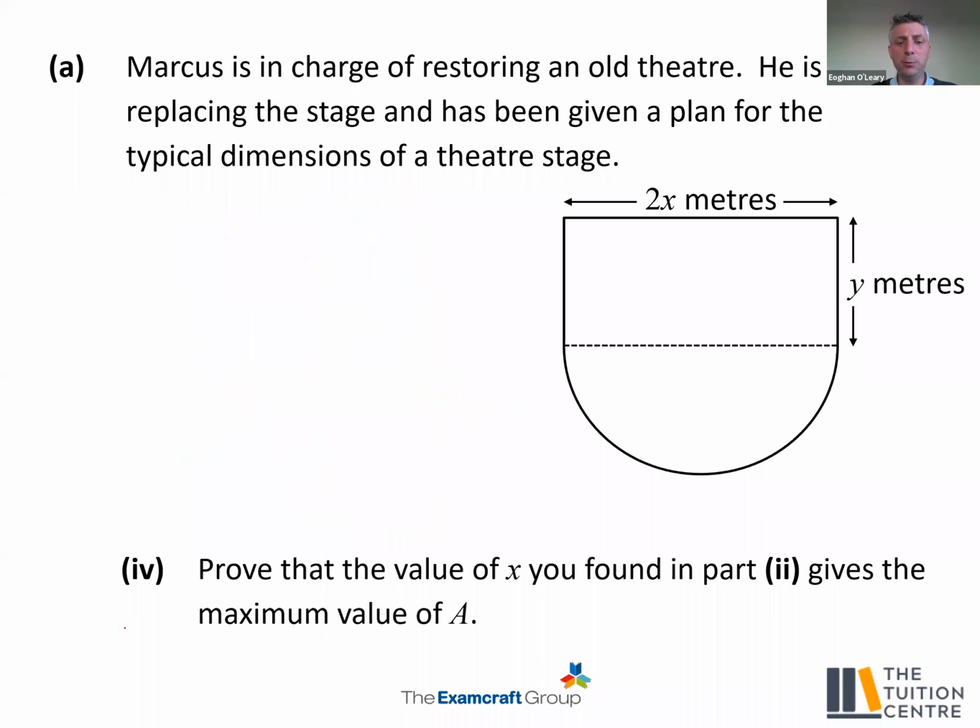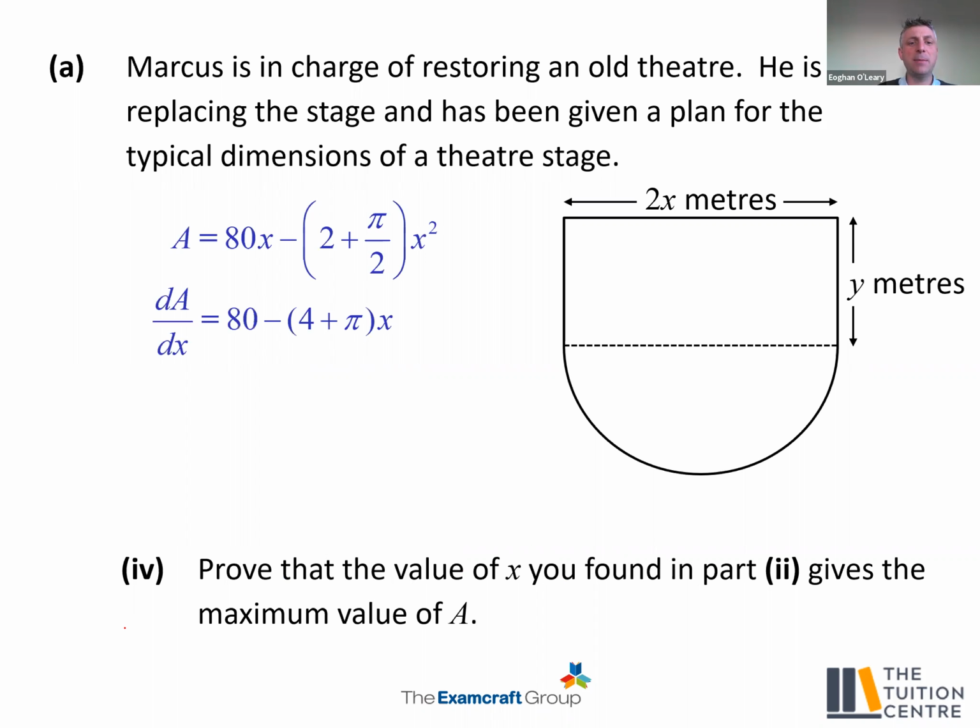It then says, prove that the value of x that you've gotten in part 2 gives the maximum. So we know that that was our function for A. We have our first derivative here is 80 minus 4 plus pi times x. And remember, this is x to the power of 1. And again, if you had y equals x to the power of 1, well, dy dx would just be equal to 1. Okay, remember I'm saying if here now, that's just an example.